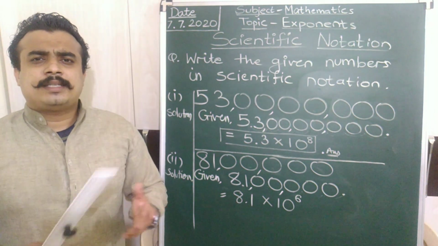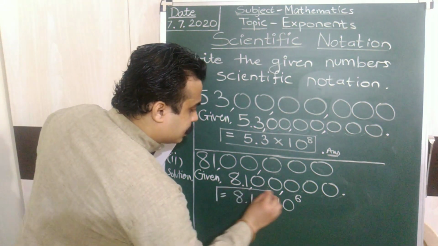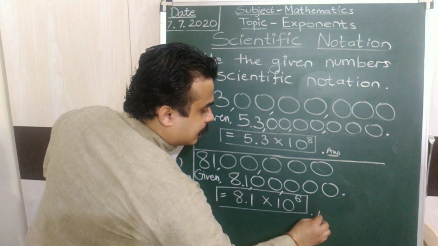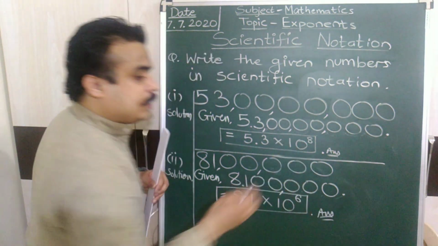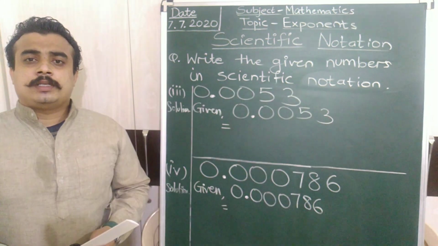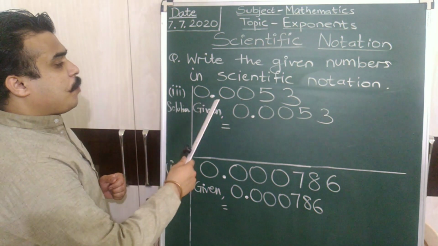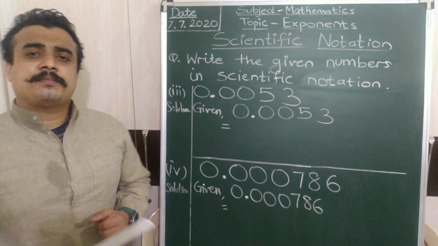Negative. So let's see the examples for it. First, you write this as the answer. Now let's see another example. So here we have the third sub question as 0.0053.